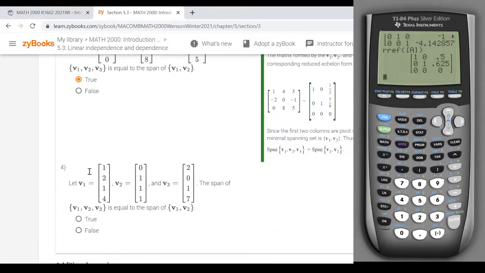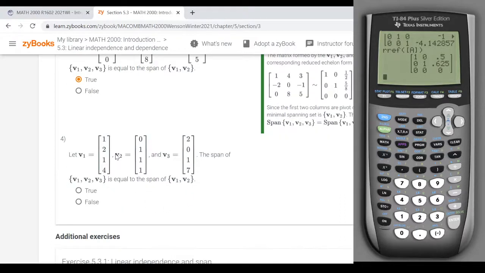And again, you'd have to set up another matrix here. Now this would be a 4 by 3. Now let me show you this one because there's a tricky part to it. You can do it by hand. This would be a 4-row, 3-column matrix, 4 rows, 3 columns. There's only 3 vectors.